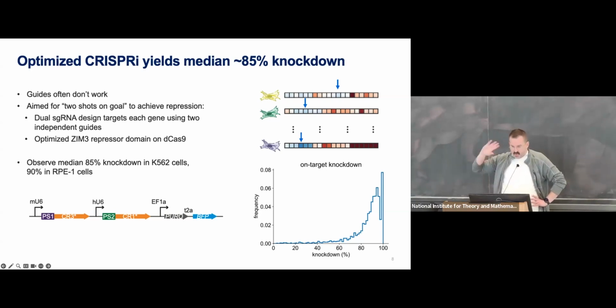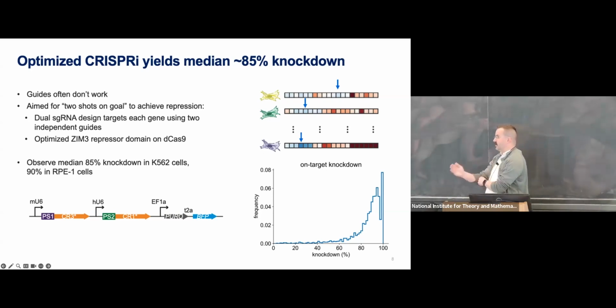The other nice thing about perturb-seq is that you can see whether your perturbations are successful or not. What happens when the dual guides work? You do get a modest increase in total knockdown, but it's nothing to write home about, I would say.